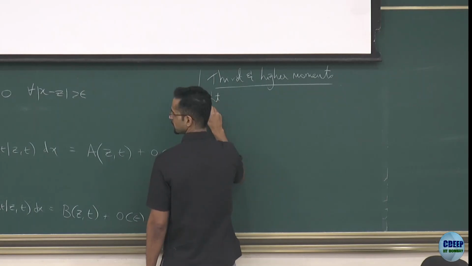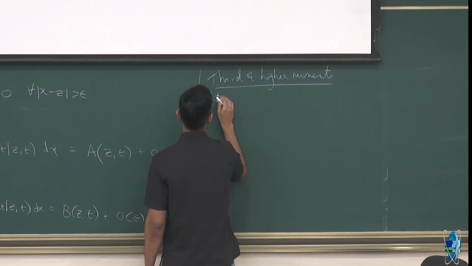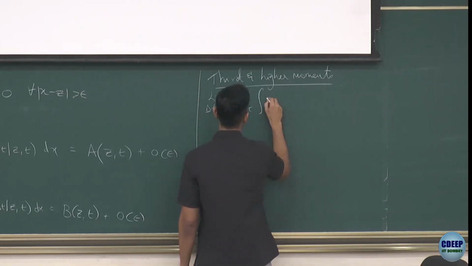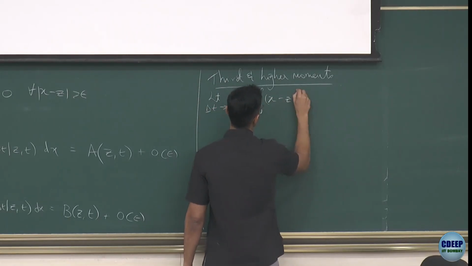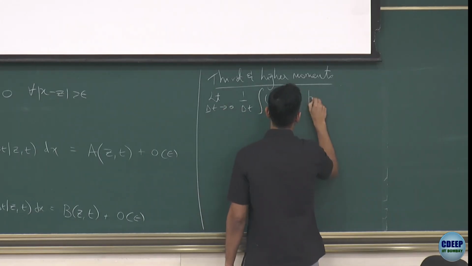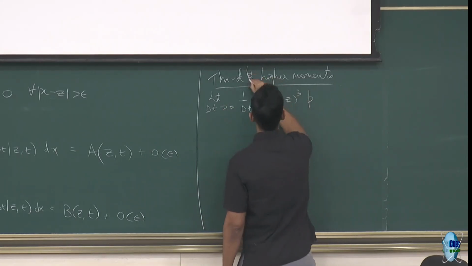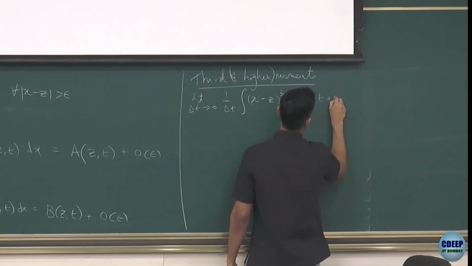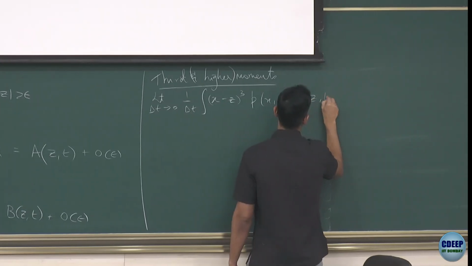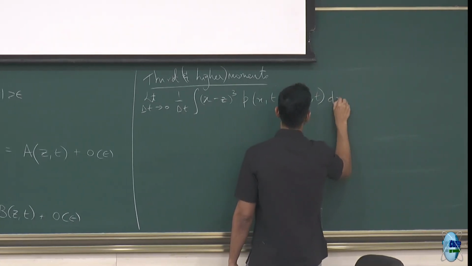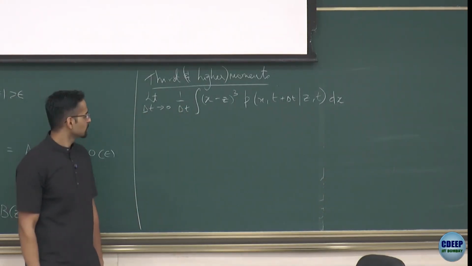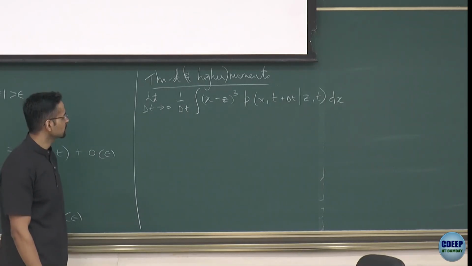So I would again have the limit. Okay, so this would be our third moment. It is our third moment. Now, why am I saying that this will vanish? Let's see what we can do.